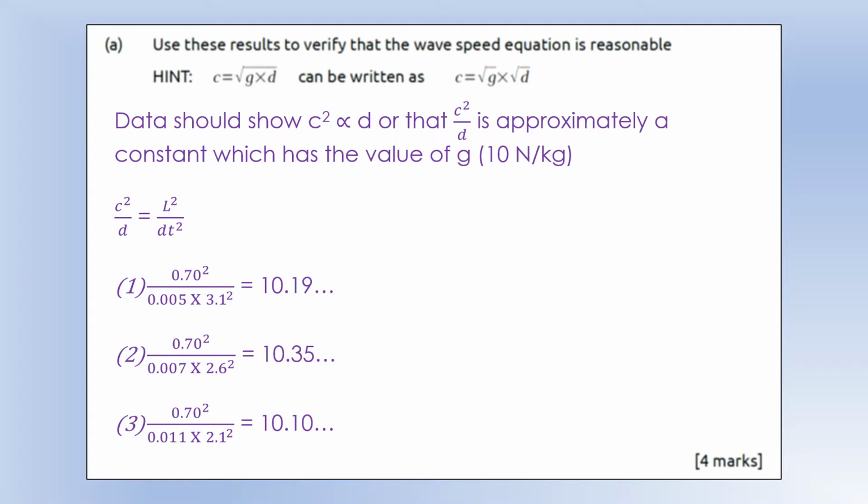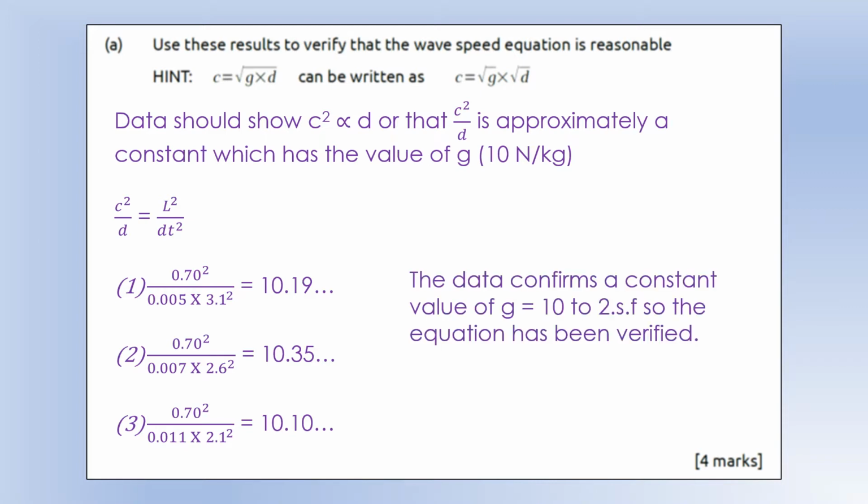So if we calculate c squared over d, we should get a constant, and that value should be around 10 because it's g. So what I'm going to do is, in place of c, I'm going to put L over t because it's distance divided by time. So doing L squared over d t squared for the 3 sets of data, we can see we do indeed get a value of g around about 10. So I would say it's confirmed or verified that equation.